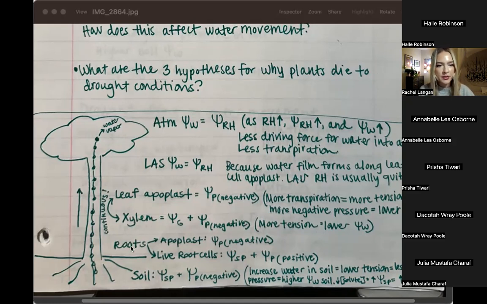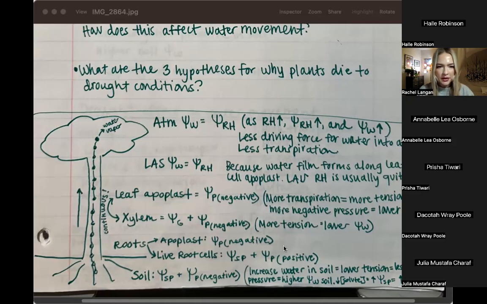Okay, then we go to the roots. And again, you can think about the apoplast plus the live root cells. Water is going to travel through both of those. The apoplast is the one that's continuous with the xylem and the leaf apoplast. So as you pull on this chain, you're also going to be pulling on the root apoplast, and that's going to make more tension, more negative pressure, lower water potential. The live root cells, their water potential is just determined by what we learned last unit, the two things that influence any live plant cells: positive pressure, the turgor pressure, and the solute potential.